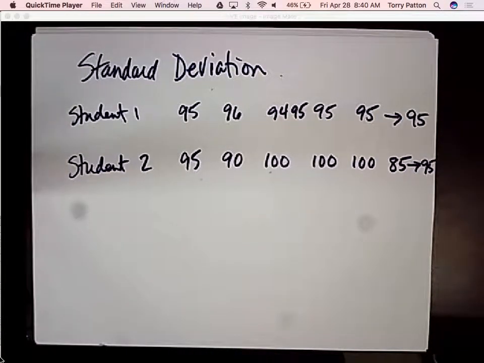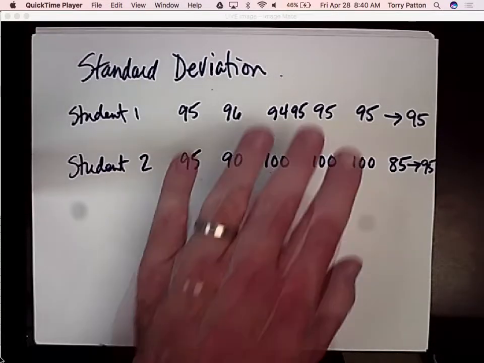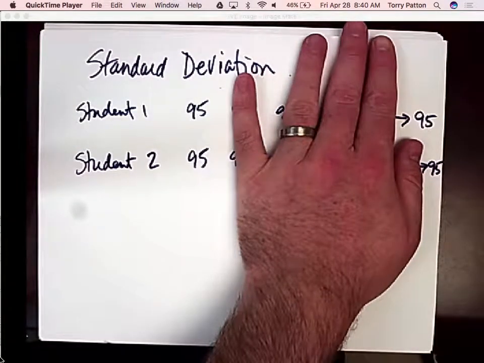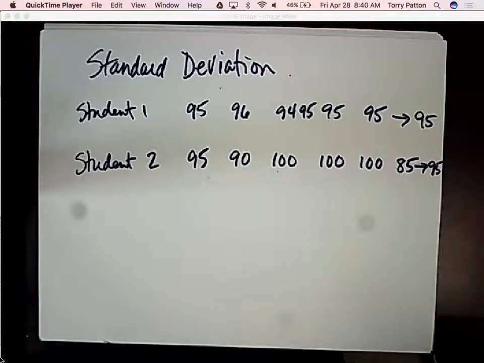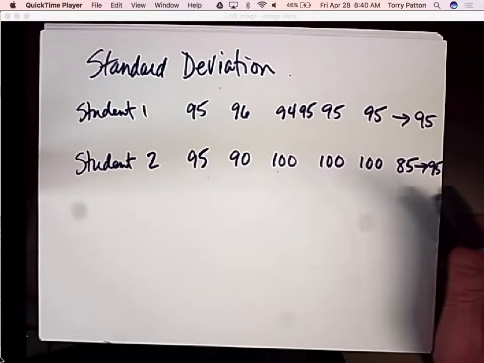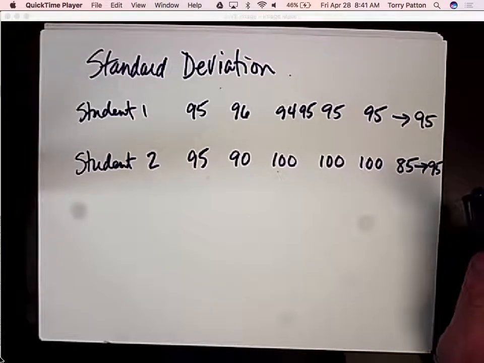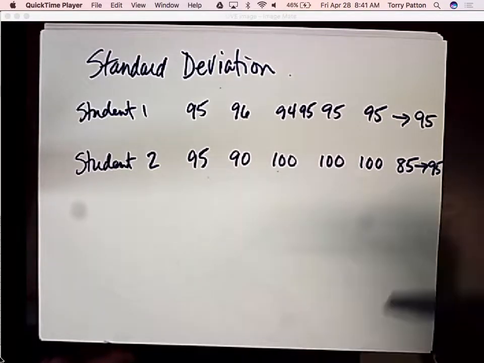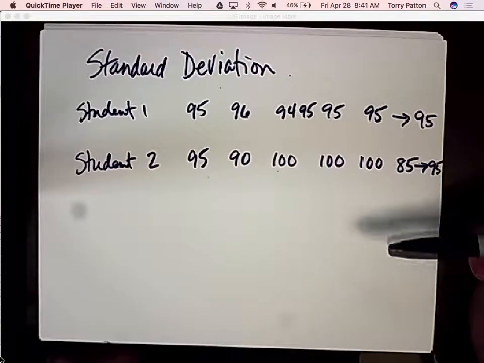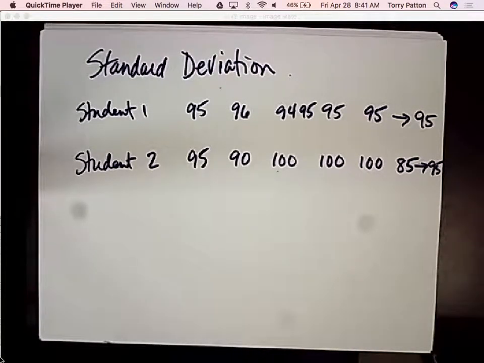So a lot of times with data, just knowing the average doesn't give you enough information. Because if we only knew the average, it says both students scored a 95. We would think that they scored about the same on everything, right? But when you look at it, it's very different. And so there is a way to measure how spread out things are, okay? And that is called the standard deviation.